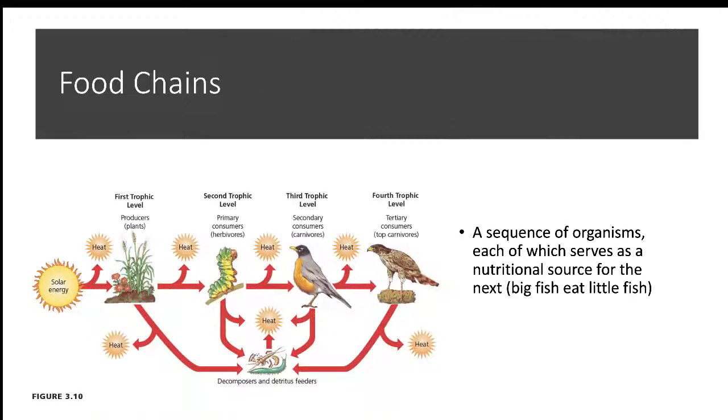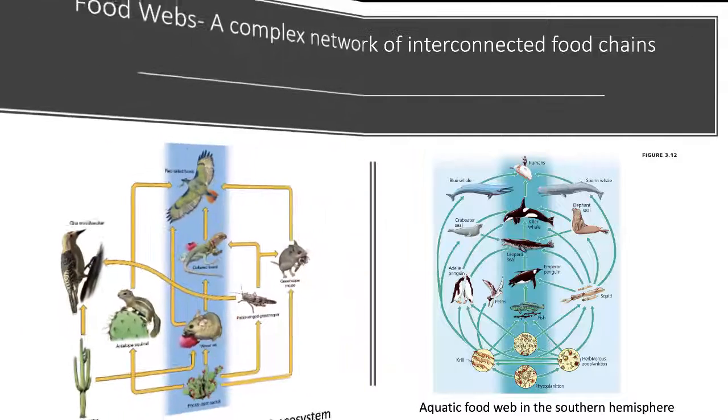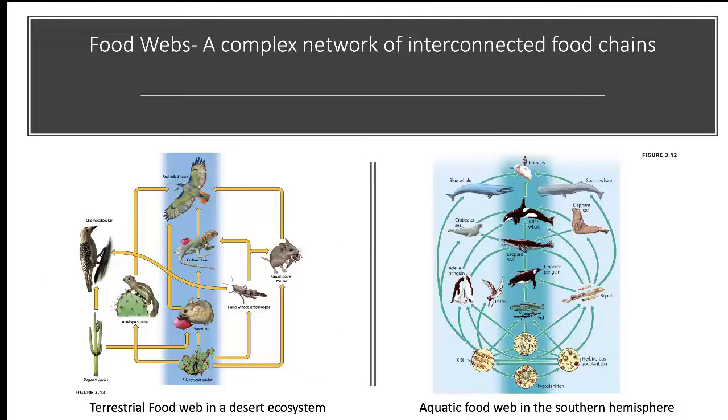So a food chain is simply a sequence of organisms, each of which serves as a nutritional source for the next. You remember, big fish eats little fish. A food web is a complex network of interconnected food chains. Figure 3.12 shows you an aquatic food web in the southern hemisphere, and figure 3.13 shows you a terrestrial food web in a desert ecosystem.